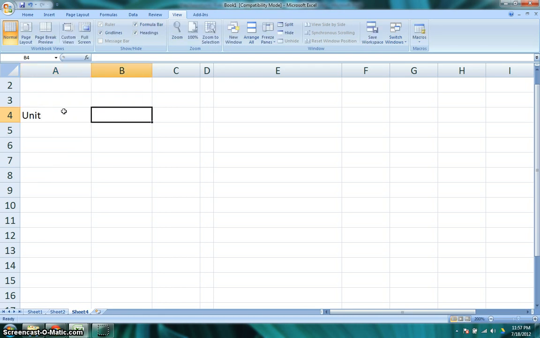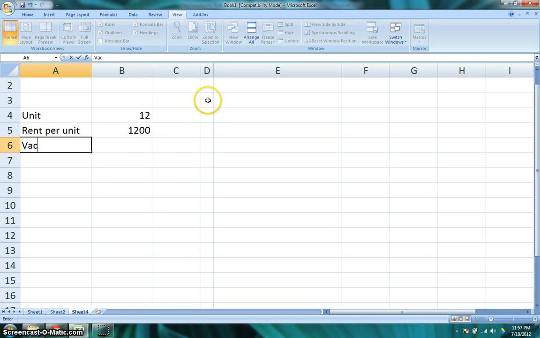We're going to assume that this property has 12 units. We're going to assume also that the rent per unit, the market rent, is going to be $1,200. And we're going to assume a vacancy rate of 10%.